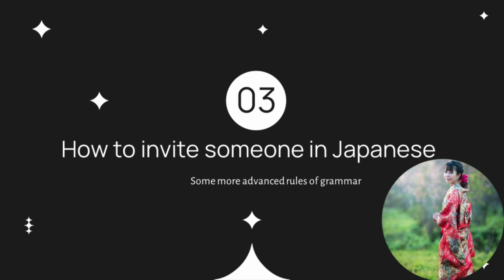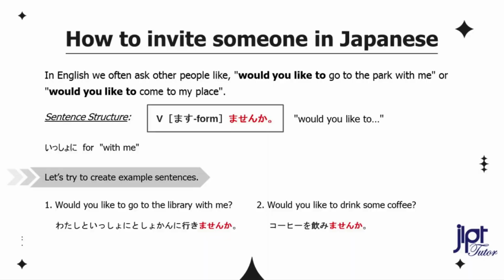Let's get started, guys. 1. How to invite someone in Japanese to do something with you. In English, we often ask other people like, would you like to go to the park with me? Or would you like to come to my place? How to say such sentences in Japanese?